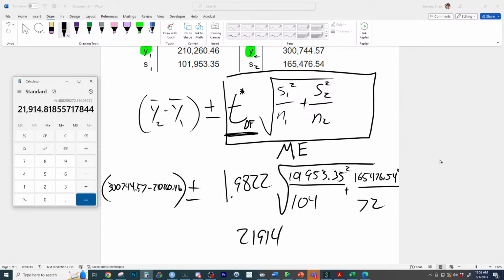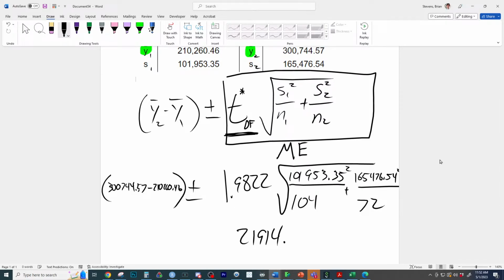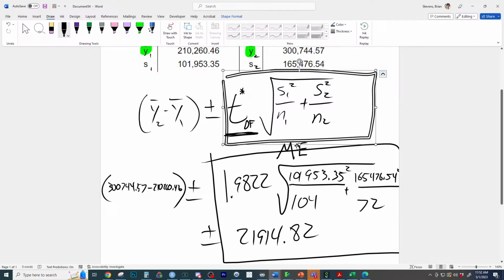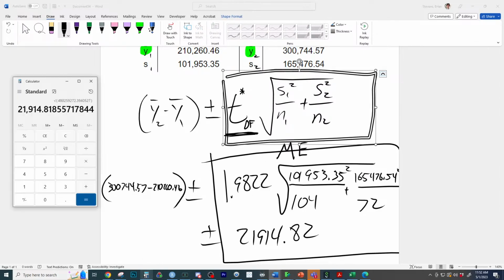What's the decimals? 82. Hey, Brennan, good to see you here. And then that's the margin of error. Remember, everything after this is the margin of error. We already illustrated that right there. Margin of error is this quantity, and now we've solved out what the margin of error is.